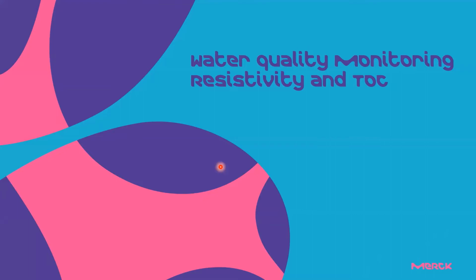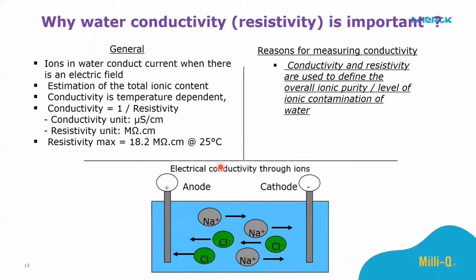So when we are producing the water, I've mentioned the monitoring technologies, the resistivity or conductivity, and the TOC. These are very, very important parameters in checking the quality of water that is being purified. So we'll just have to look at both of these, resistivity and the TOC. When it comes to resistivity, it's basically we are checking the ion content in water.